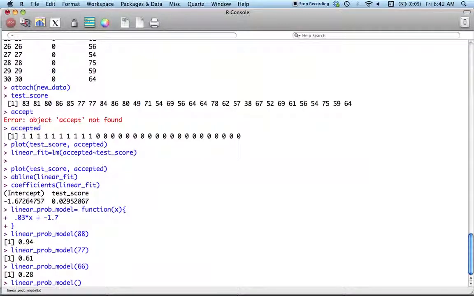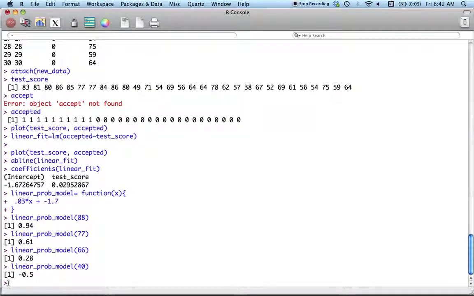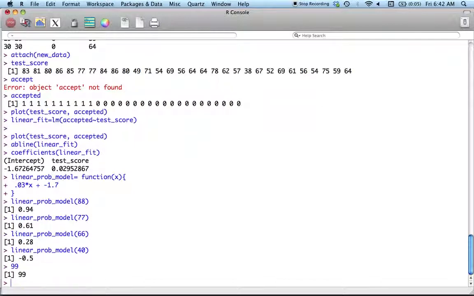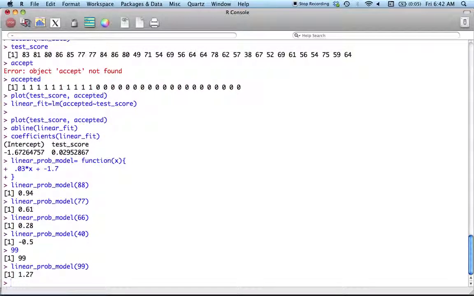The thing is, in our data, nobody did really poorly. A probability of -0.5. Well, that is not possible, but somebody could certainly possibly get a 40. What about a 99? Oops. Yes, 99 does equal 99. We know this. So if you got a 99, you would have a 127% chance of getting in.